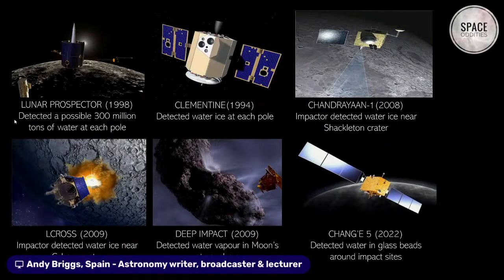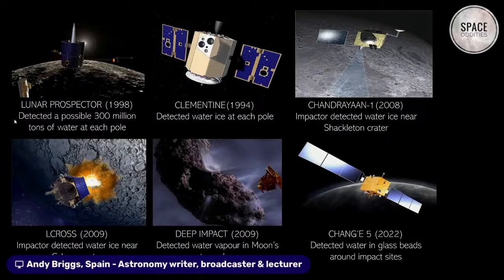Chandrayaan-1, the predecessor of Chandrayaan-3, which is hopefully going to land on the moon on Wednesday, was an impactor mission to slam an impactor into the moon, and it detected water ice near Shackleton crater. The LCROSS mission from NASA, again another impactor, detected water ice near Cabeus crater, another crater at the south pole of the moon.